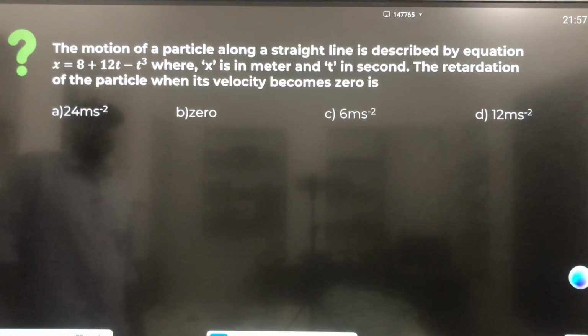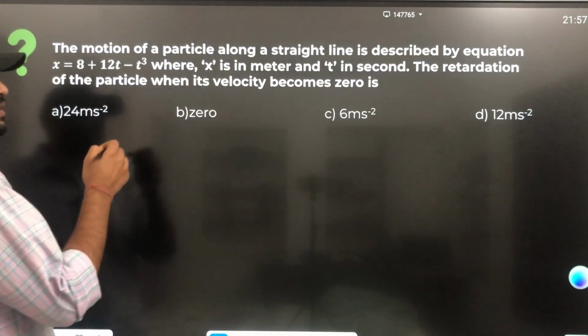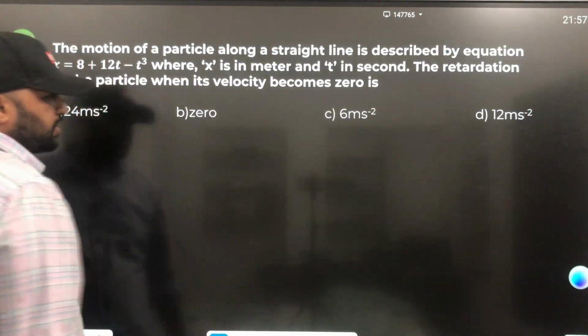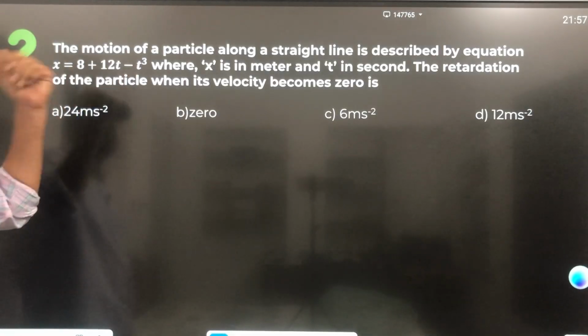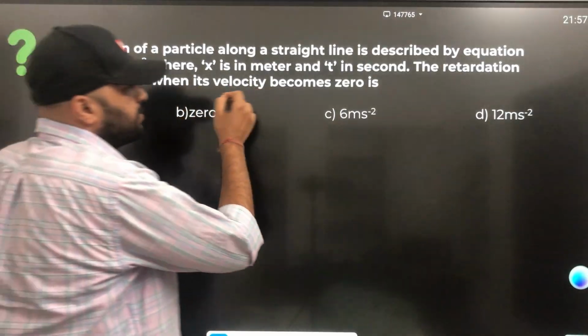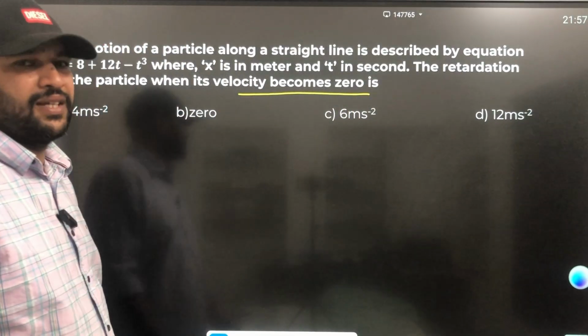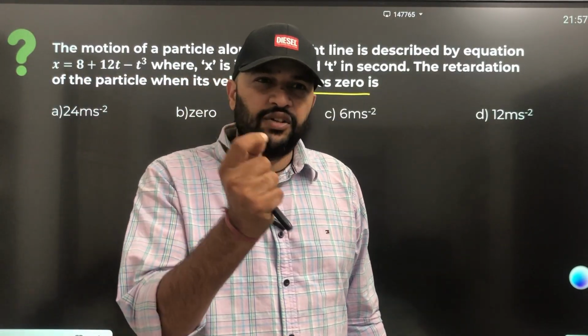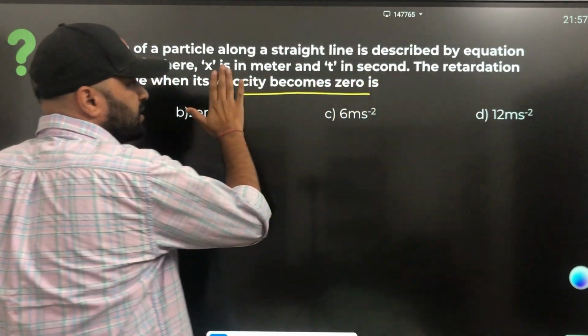Okay, great. Our next problem says: the motion of a particle along a straight line is described by the equation x equals this. This is the position or displacement of the particle, where x is in meters and t is in seconds. We have to find the retardation of the particle when its velocity becomes 0. We have to find the acceleration basically. Negative acceleration is known as retardation. So you have to find the retardation of the particle when the velocity is 0, right?